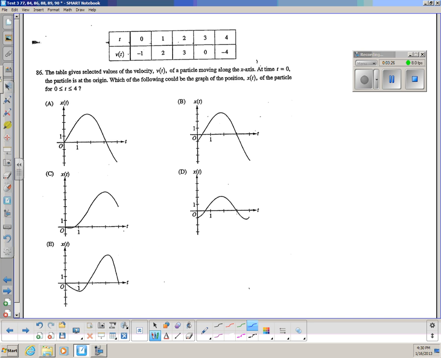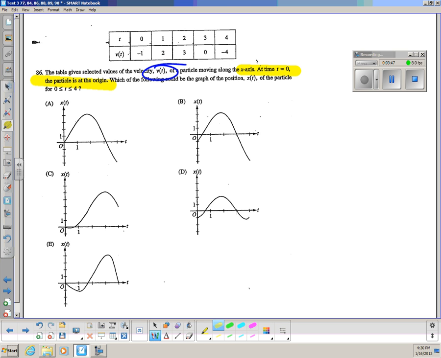All right, 86 says the table gives selected values of the velocity of a particle moving along the x-axis. At time t equals 0, the particle is at the origin. It says which of the following could be the graph of position of the particle from 0 to 4? Well, they gave us one really easy piece of information. At t equals 0, the particle is at the origin.